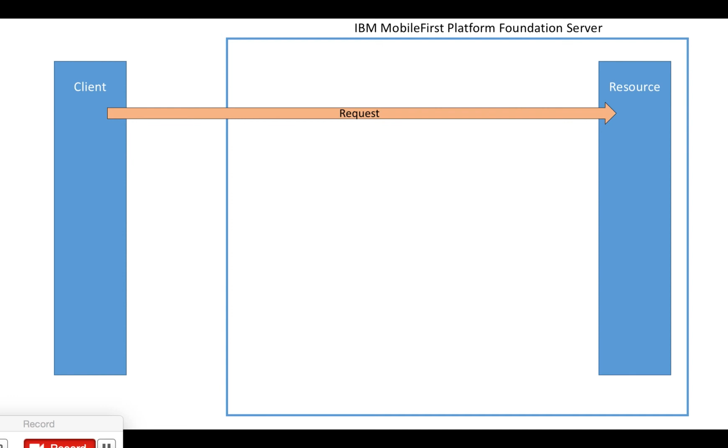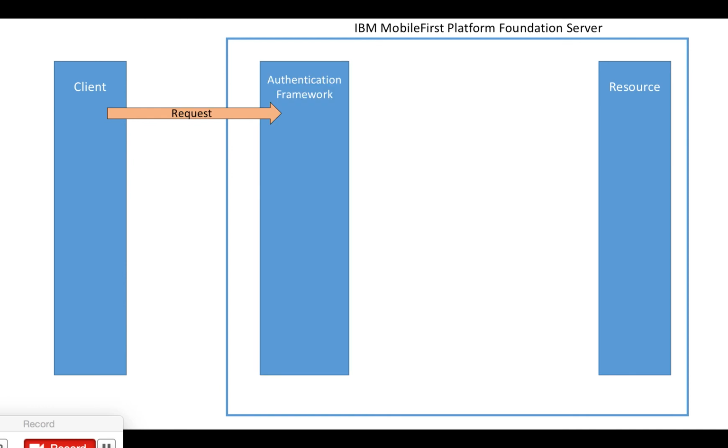Once again, here I'm explaining in a nutshell what happens during a client request, when the client is trying to get access to some resource on a MobileFirst server. Whenever the client makes a request to the server, any request is intercepted by the authentication framework. The authentication framework already knows about the authentication config XML file and is aware that some resources are protected by some security tests, which means some realms.